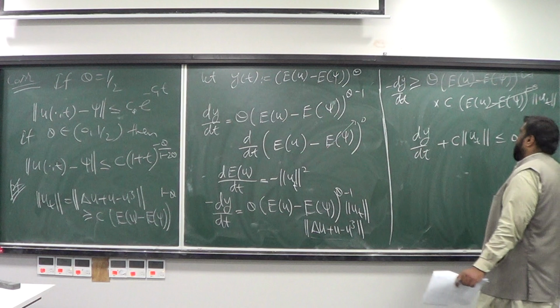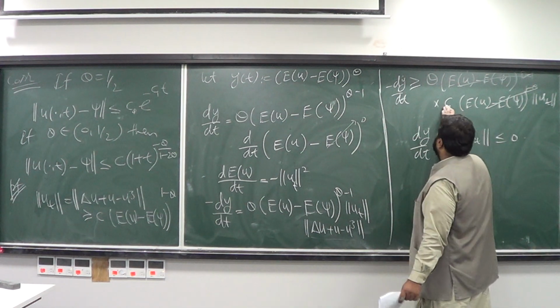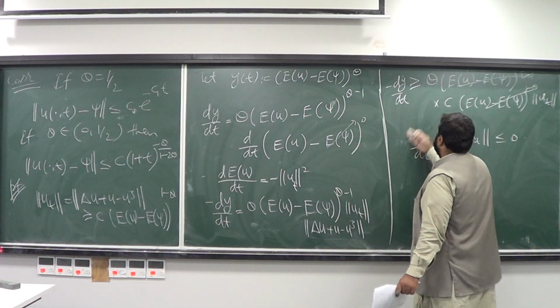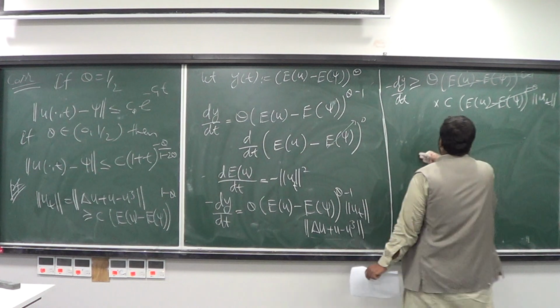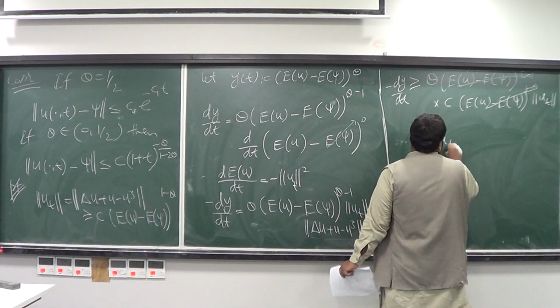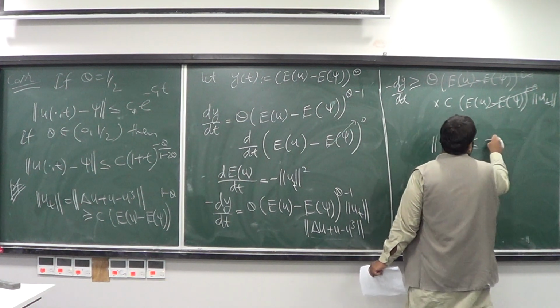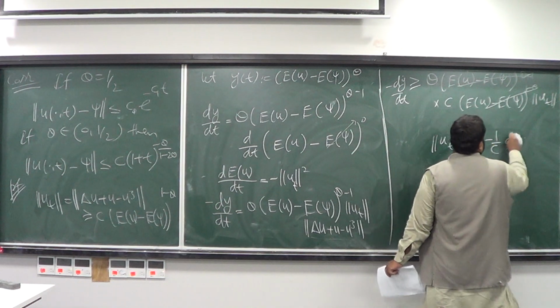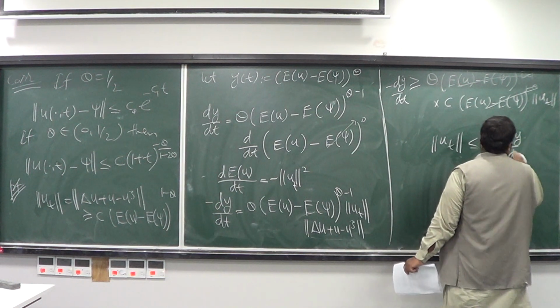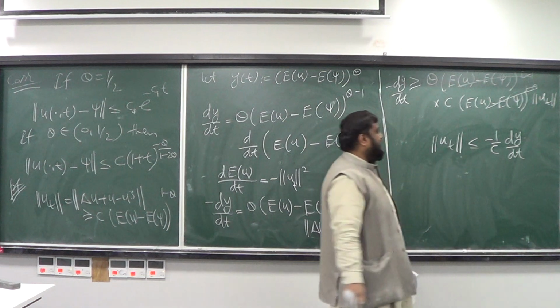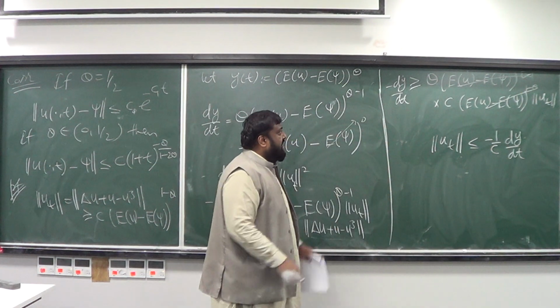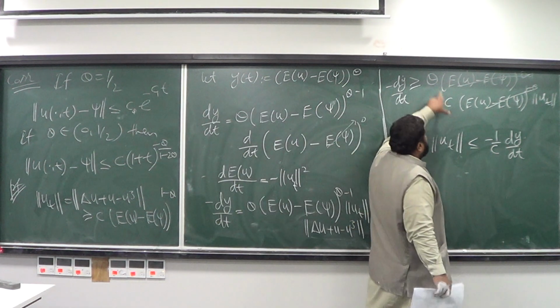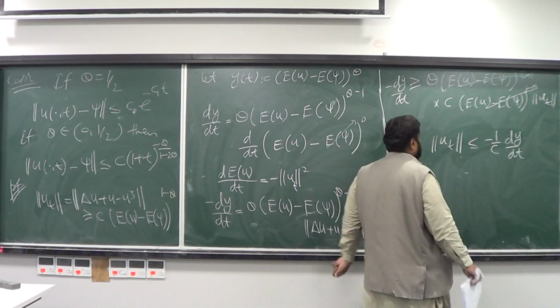Or I can write it in another manner. I can take this constant and divide it on the other side. Okay? And I can say that the norm of u_t is less than or equal to negative 1 over c times dy by dt. Okay, that's what you're going to get. Keep in view that c times theta, I have again called it c actually.